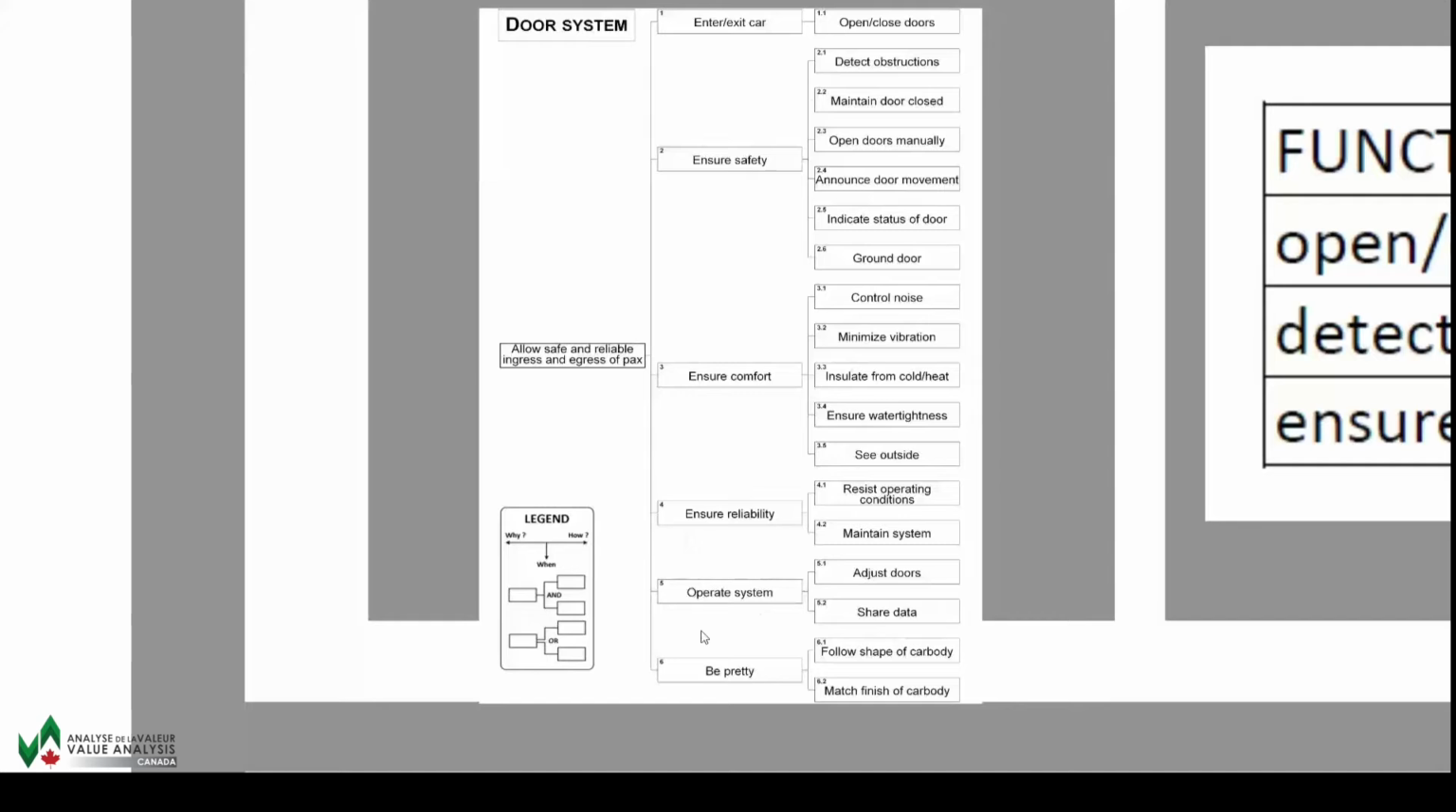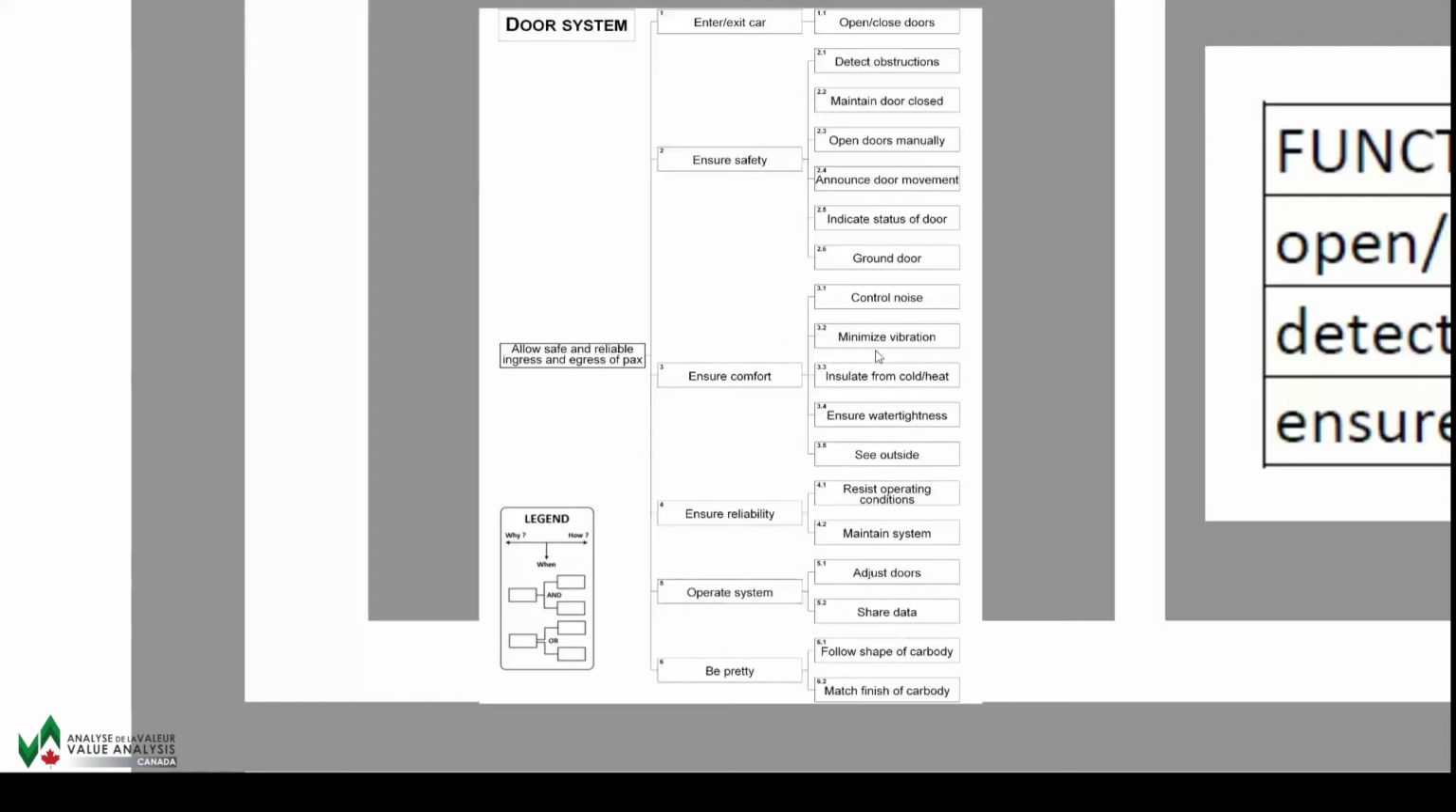And then there are reliability issues, operation issues, and also be pretty. How can you be pretty? Is by following the shape of the car and matching the finish of the car. So why do you do these two things? To be pretty. Why do you do all that? So you can allow safe and reliable ingress and egress.